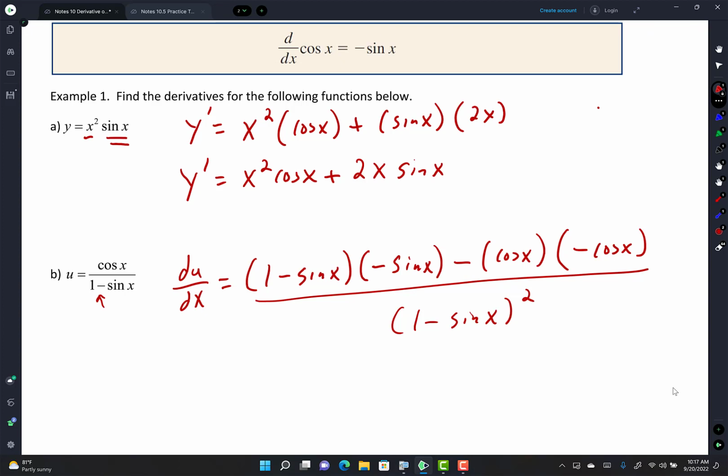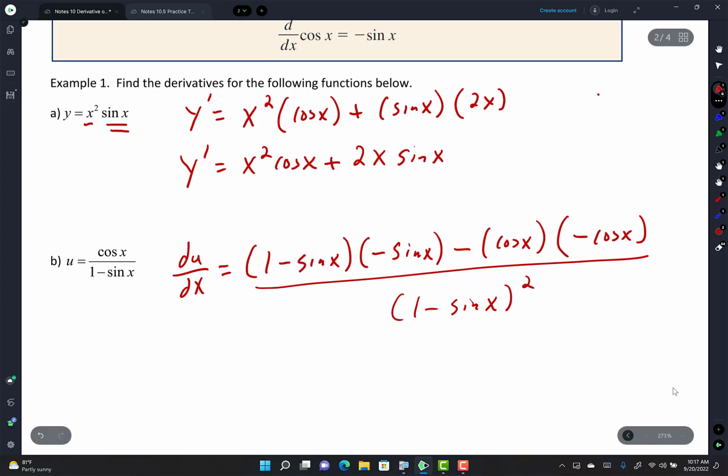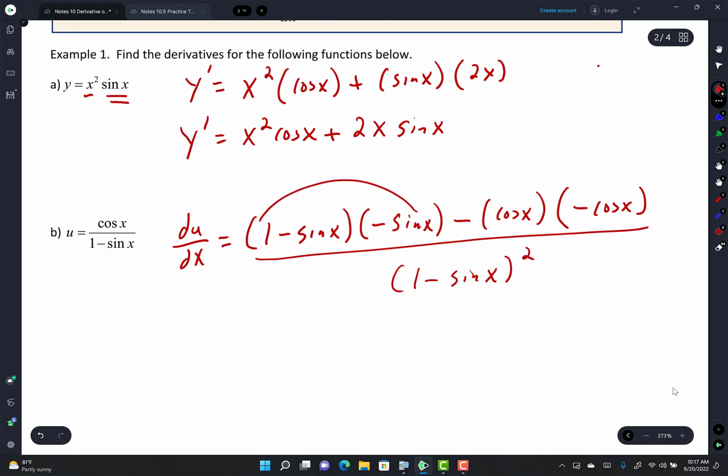Oh, the derivative of 1 is 0. All right, we're done with calculus, guys. That's it. No more calculus. The rest is algebra. So I'm just going to distribute. So du dx, you're done with algebra.